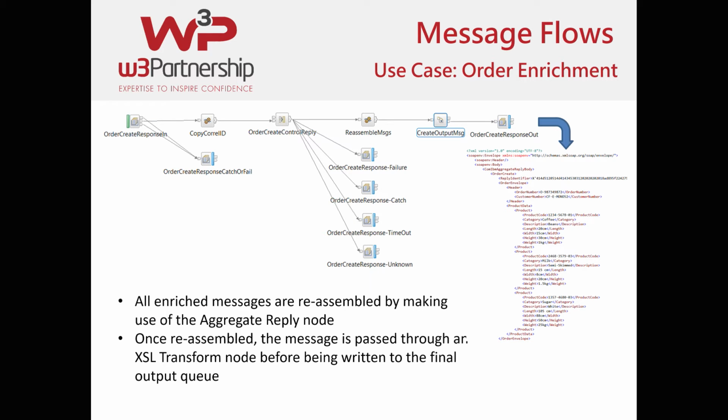Each backend system returns the required data, and once the last message has been returned, the aggregate reply node allows the accumulated response messages to be processed further. The response flow then reassembles those messages and transforms the resultant message using the XSL transform node before writing the final resultant message to an output queue.